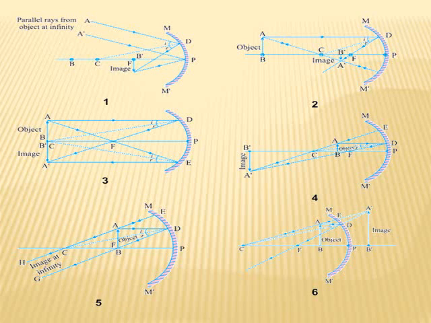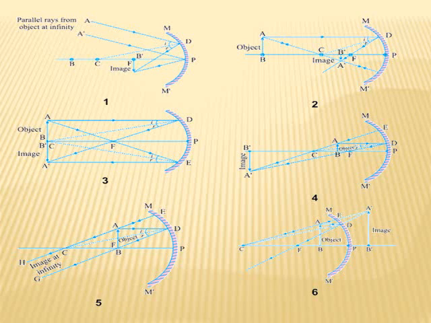Here in this slide, all the 6 positions are drawn in such a way that you can compare them. Now, it need not be the same as what you have drawn, it can even be different, but as I have explained in each slide, if you follow the same method, you will get it. So first infinity, then beyond C, then at C, then between C and F, then at F, and between F and P. So these are the 6 positions. So draw the ray diagram and complete it.